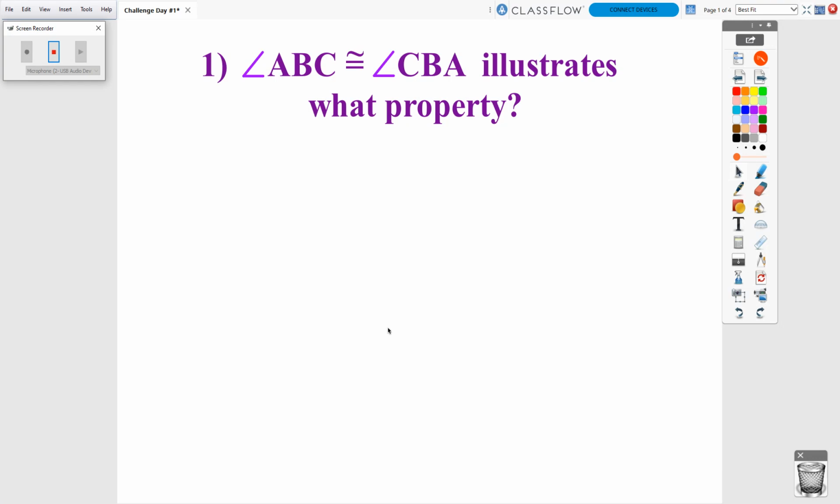Challenge day number one. Let's take a look at these. All right, number one. Angle ABC is congruent to angle CBA illustrates what property? Now, we know this is going to be one of those special properties, right?